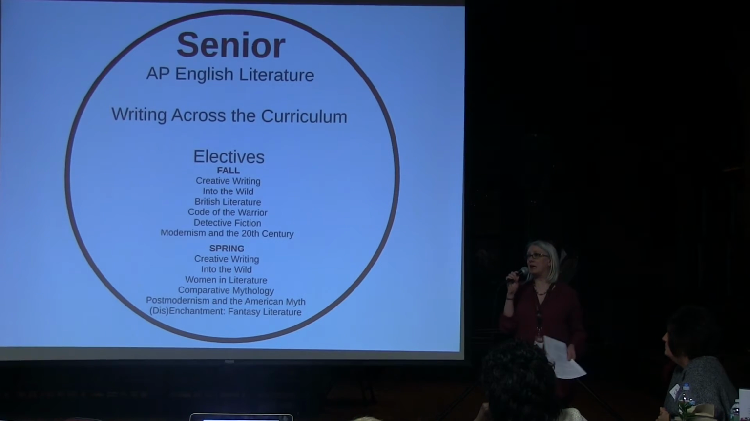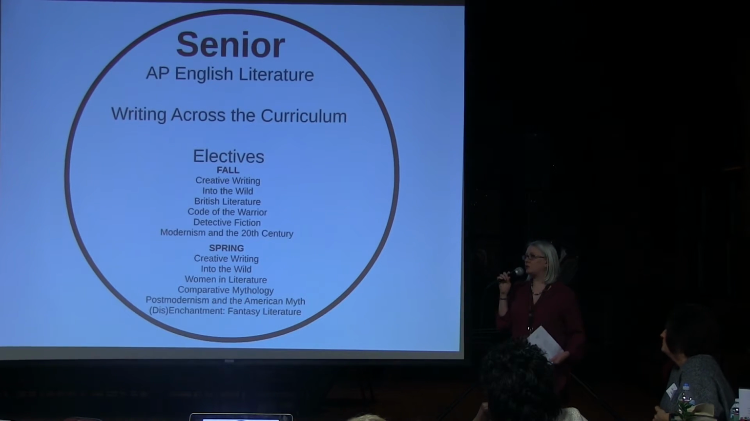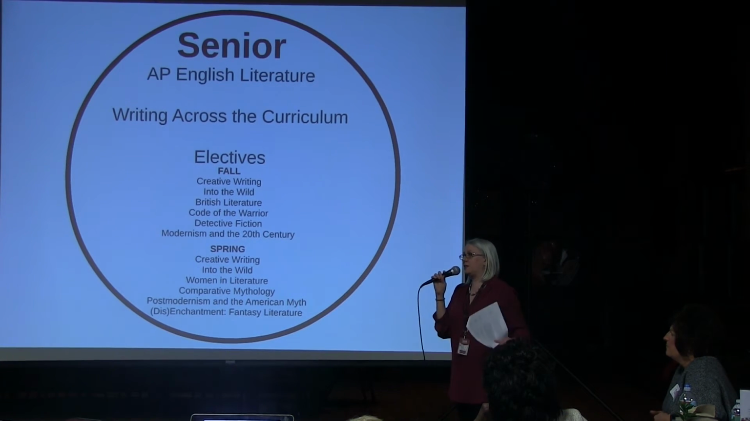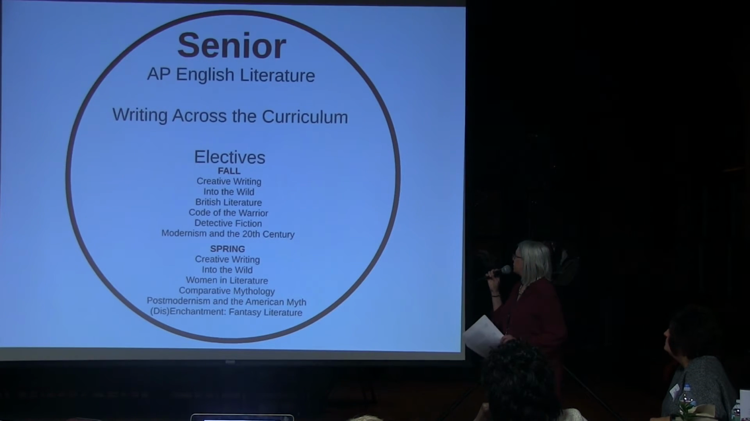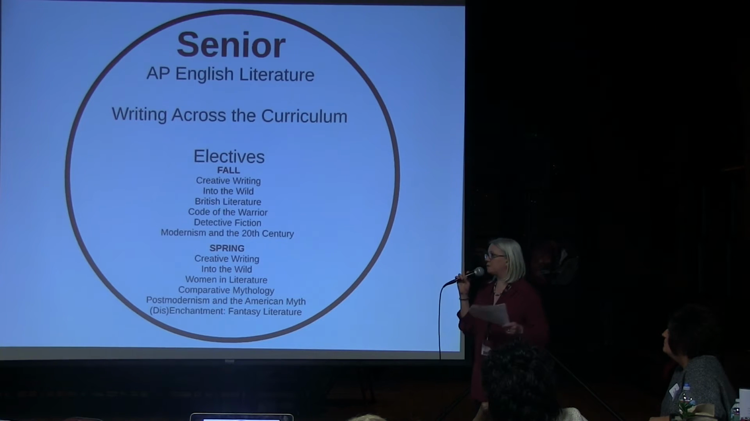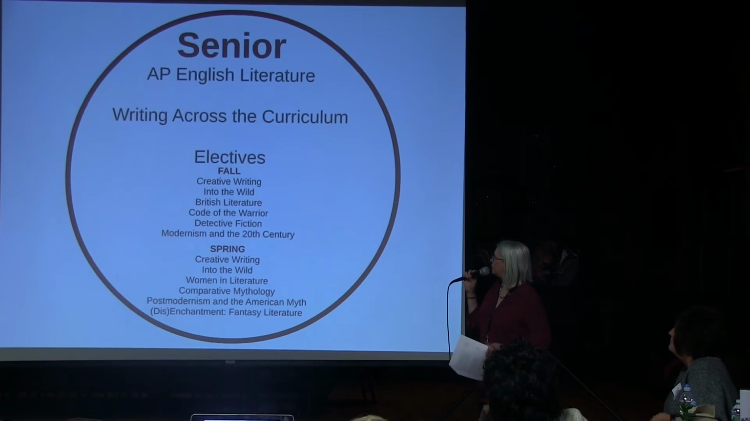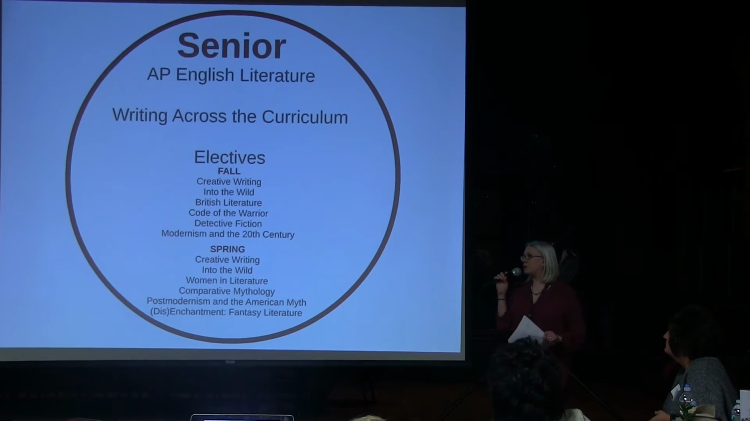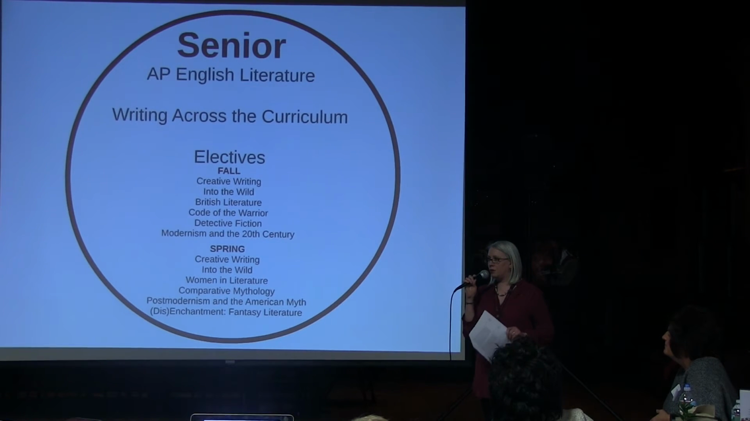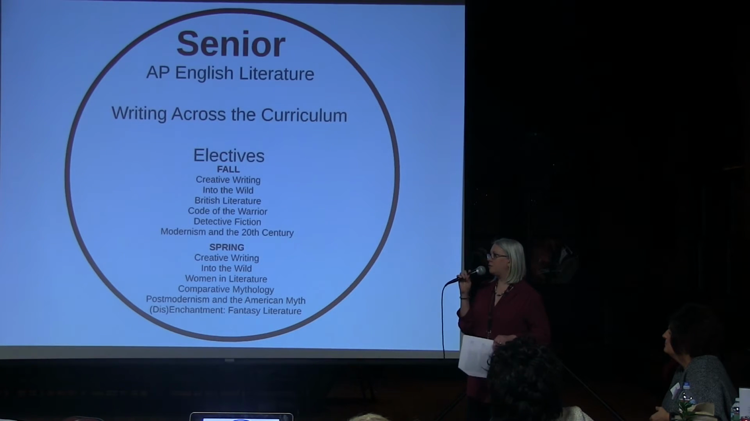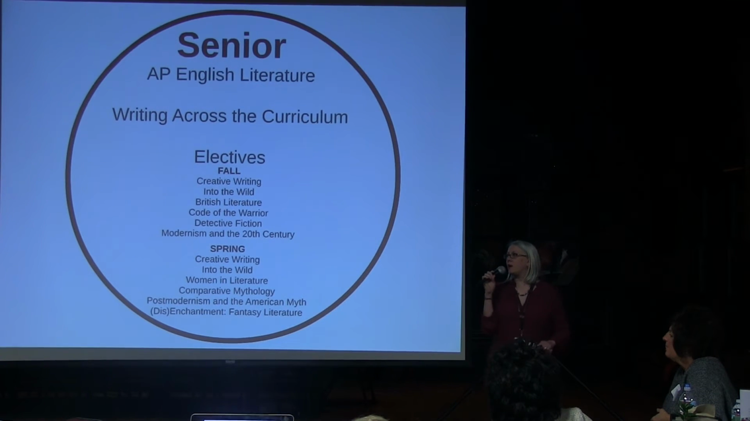Code of the Warrior sort of examines the role of the warrior and his special place in society and how he functions in several different types of famous stories, from stories like the Odyssey all the way up into some modern day stories. Detective fiction is pretty much what it sounds like. It's a great course for students who enjoy mysteries, detective stories, whodunit types of stories. Modernism focuses on modernist writers from the early 20th century, writers who were disillusioned after World War I and felt lost, the lost generation, as you may have heard it, and were trying to find themselves again.